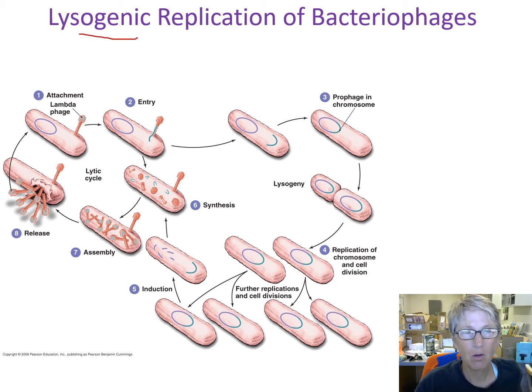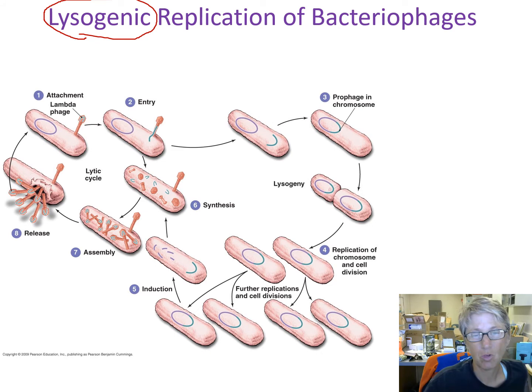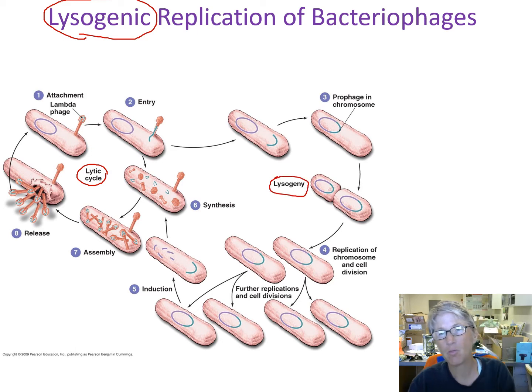This is another way that bacteriophages can replicate, but this is lysogenic. Okay, so here's the lytic cycle. We just talked about this. This is lysogeny. So it's got some of the same parts the lytic cycle does. So you've got step one, you have attachment. So the virus, in this case, they're using phage lambda as an example. It attaches to the bacteria, and then here the nucleic acid gets in.